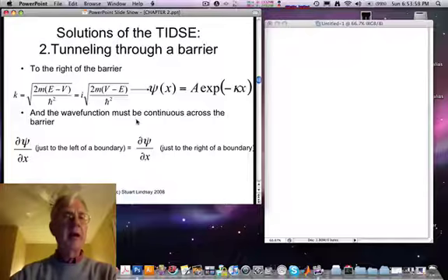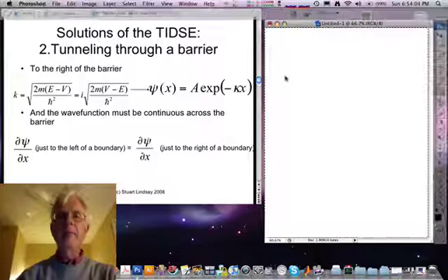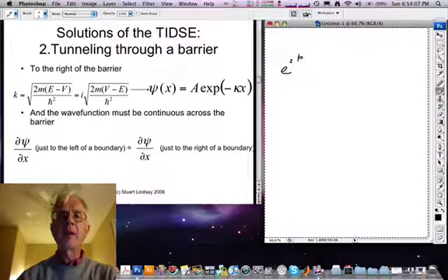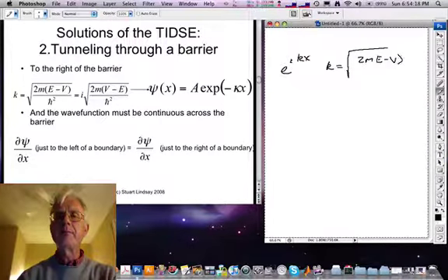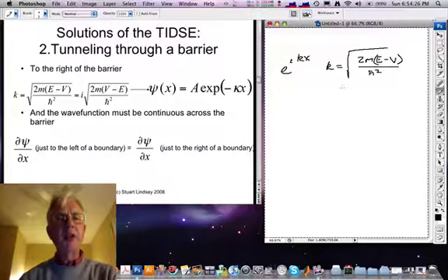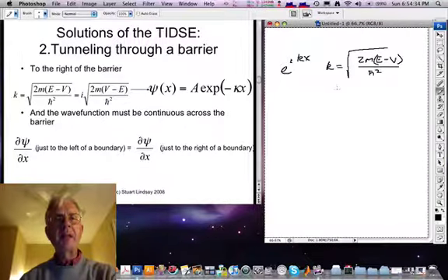We can do this by recalling the solution on the left of the barrier, which was an exponential wave with the wave number being given by this expression. Now to the right of the barrier we can use exactly the same function. That will satisfy the requirement that the wave function and its derivative just to the right and left of the barrier be precisely equal if we use the same function. But there is a trick here.